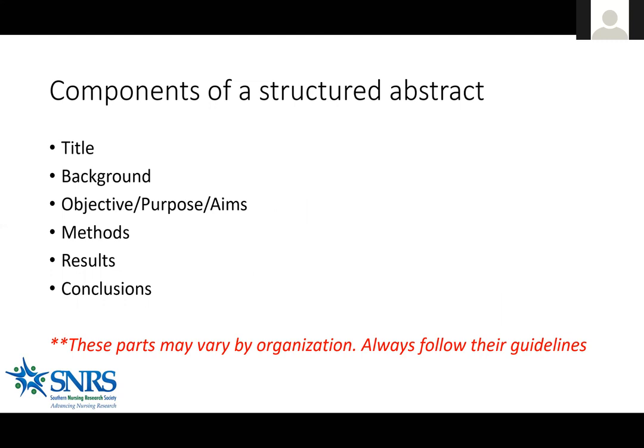So let's go through some components of a structured abstract. The components you would need to include would be a title, a background, the objective or the purpose or the aims of the study, your methods, your results, and your conclusions. And this very much looks like when you write a manuscript, so it follows just the general study design one would have from any research that they've done. But it's important to know that the parts may vary by organization, so always follow their guidelines.